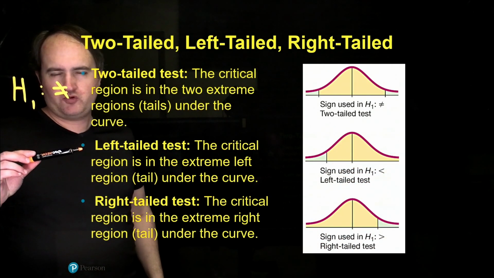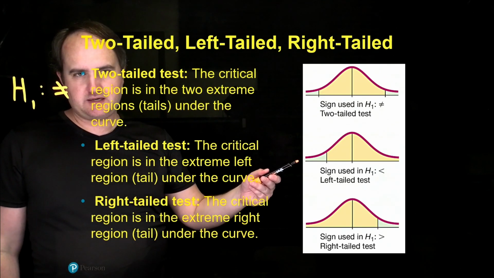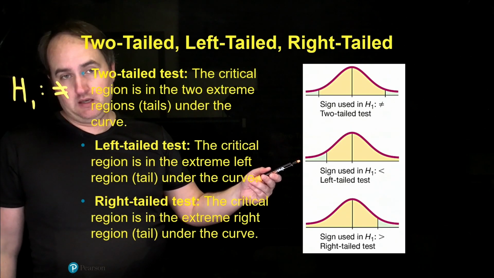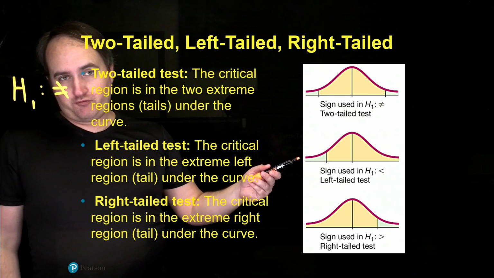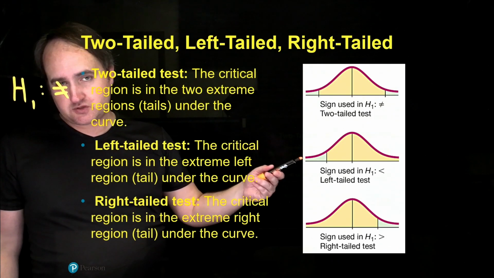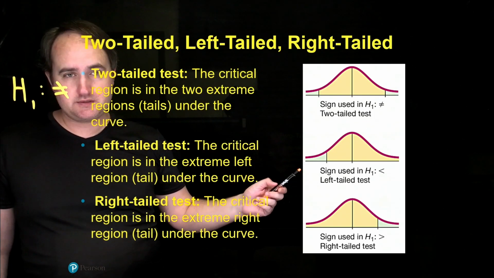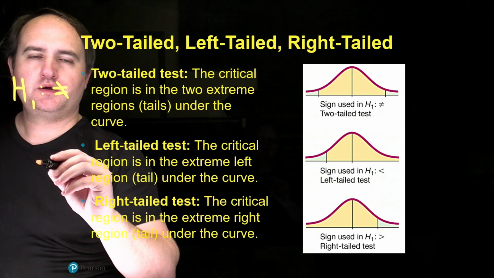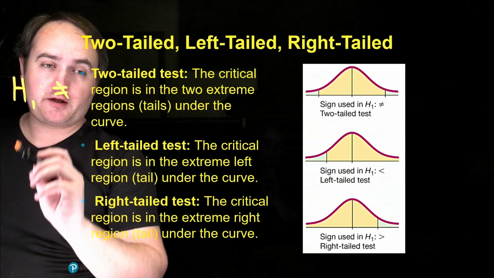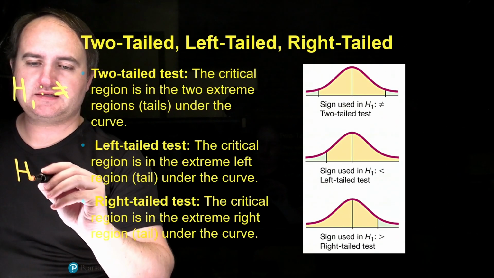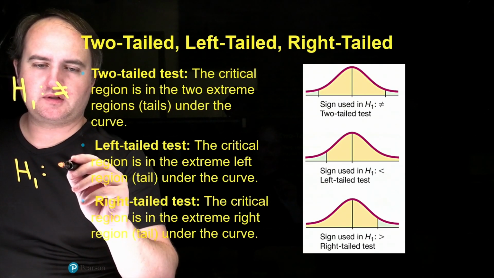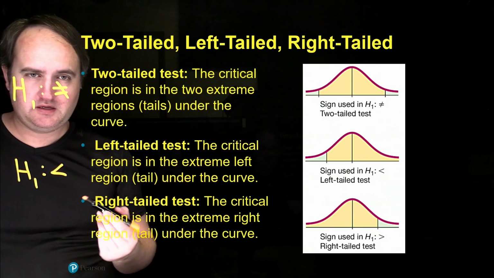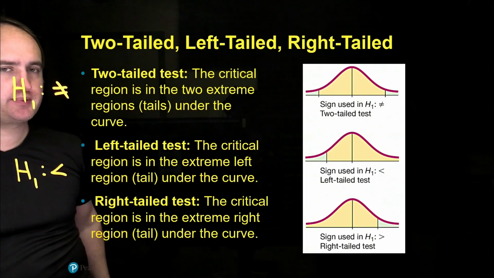A left-tailed test would be where you just have a tail on the left side. And this one is probably easier to understand. So if you've taken algebra courses or if you've learned about inequalities, less than goes to the left. So whenever your alternative hypothesis involves a less than, well, less than goes to the left. So a left-tailed test involves less than for your alternative hypothesis.